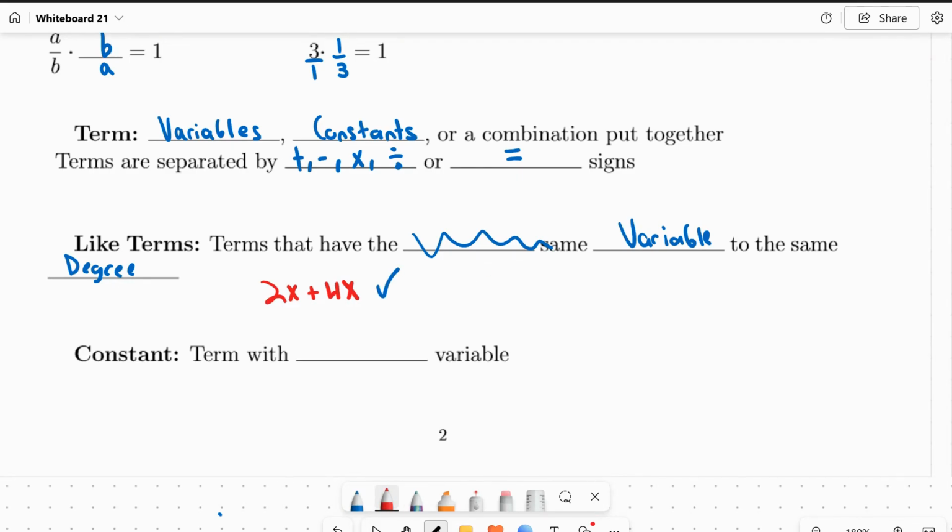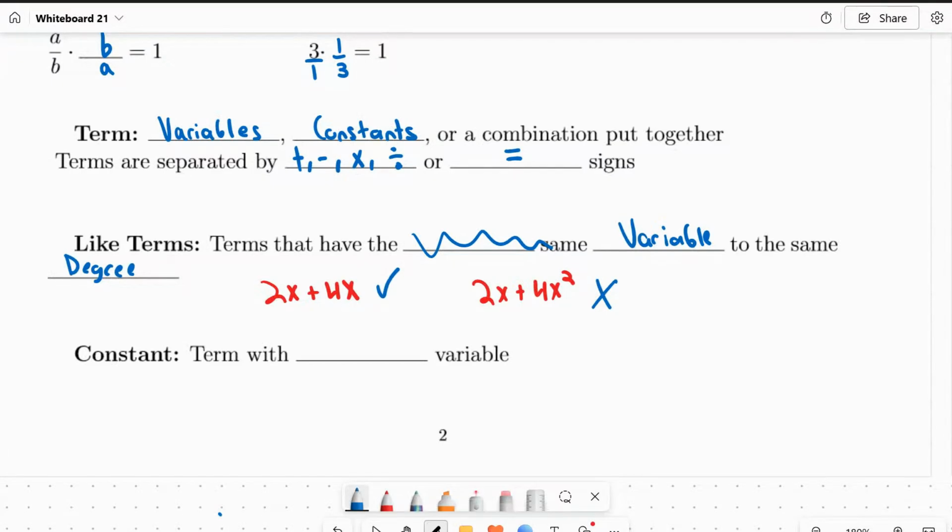If I had 2x plus 4x squared, I could not add those two together because my variables have different degrees. I have a first degree variable, which is 2x, and a second degree variable, which is x squared. We're going to talk way more about degrees later. It's just important that you guys know how to add like terms. We're going to talk about that more down the road as well.